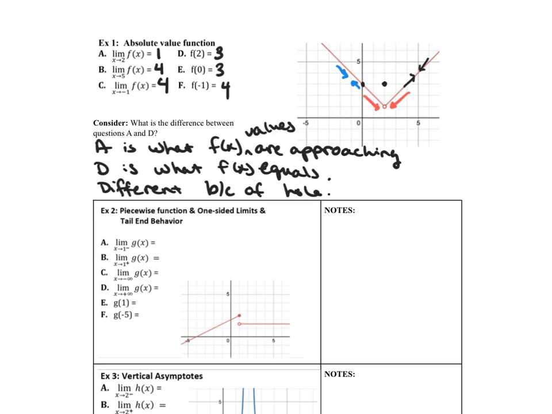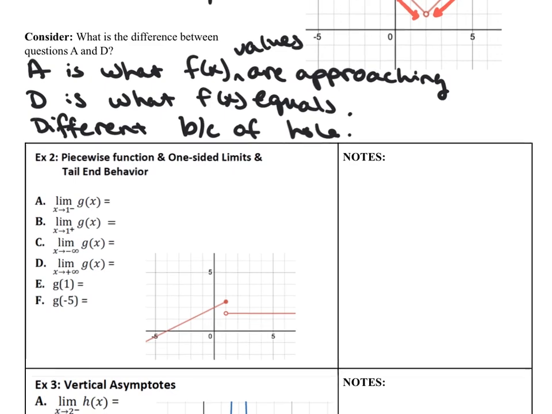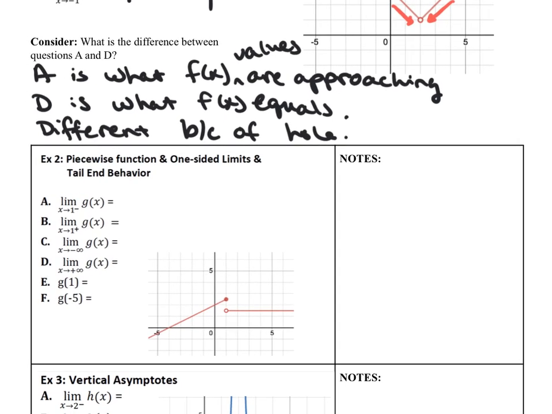Let's blow this up a little bit, make it a little easier to see. There we go, perfect. All right, for example number 2, we have another piecewise function. This time we want the limit as x approaches 1 from the left. So from the left means values to the left of 1. So we're approaching in this direction. And when we approach in that direction, we see that the y value is roughly equal to 2.5.